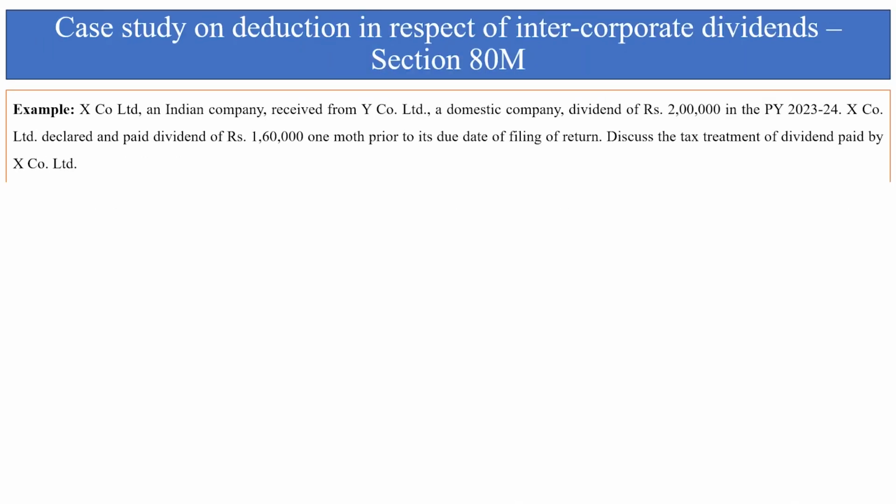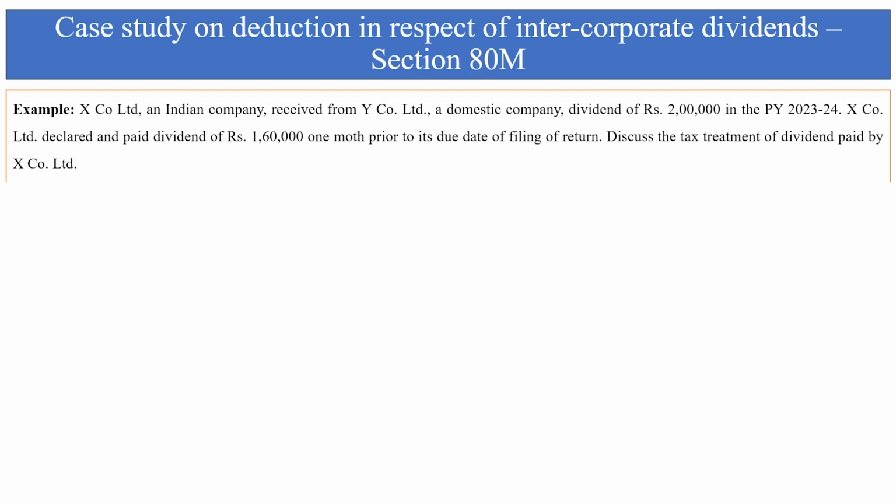Deduction for intercorporate dividends under section 80M. X Company Limited, an Indian company, received dividend from Y Company Limited, a domestic company, of which 2 lakh in the previous year 23-24. X Company Limited declared and paid dividend of 1,60,000 1 month prior to the due date of filing of return.